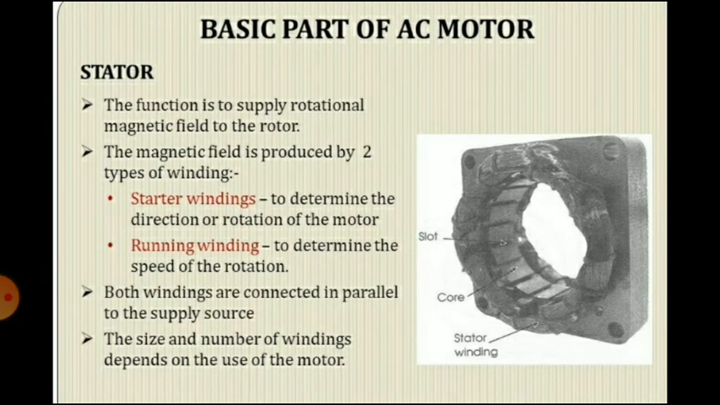So in short, the function of the stator is to supply a rotational magnetic field to the rotor. The magnetic field is produced by two types of winding, the stator winding and the running winding. The stator winding determines the direction of rotation of the motor, and the running winding determines the speed of the rotation.